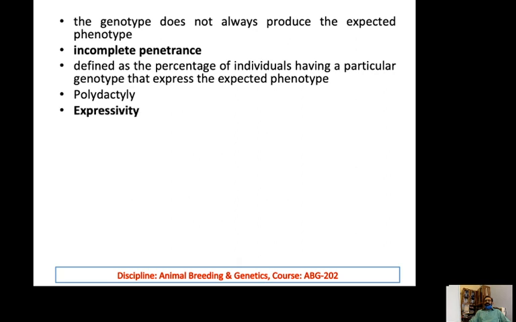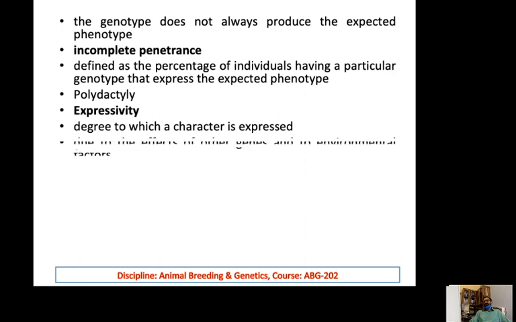Expressivity, this is another concept. This is the degree to which a character is expressed. Be the level of the expression of the genes, whether it is lesser or greater, that is going to determine the extent to which that phenotype appears. And this lesser or greater effect could be due to certain environmental factors or because of the interaction with other genes in the system.